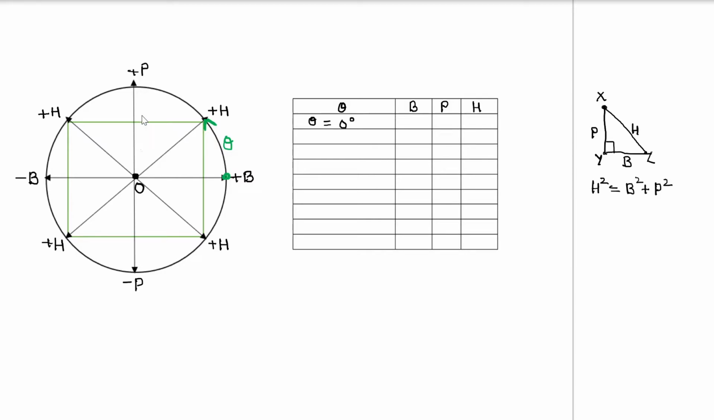Thereafter, I know that the positive B and the positive P make an angle of how much? They make an angle of 90 degrees. So this angle becomes 90 minus theta.